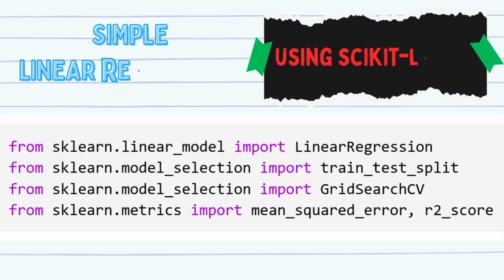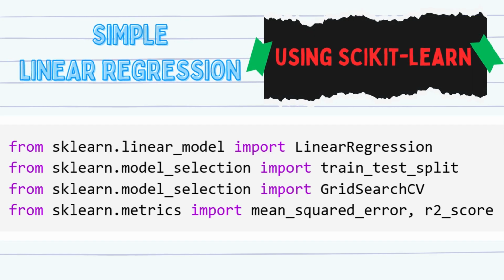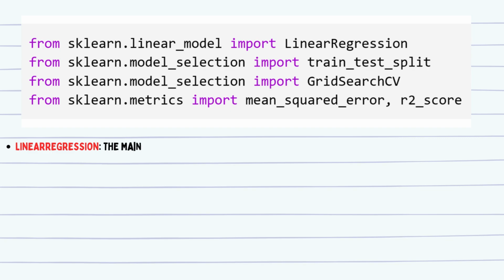Now let's dive into the code to implement linear regression in Python. We'll need a few essential libraries, including Scikit-learn for modeling, training, and evaluation. Python: from sklearn.linear_model import LinearRegression, Ridge; from sklearn.model_selection import train_test_split, GridSearchCV; from sklearn.metrics import mean_squared_error, r2_score. Here's what each import does.